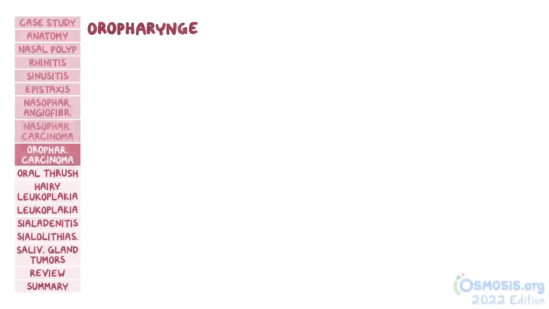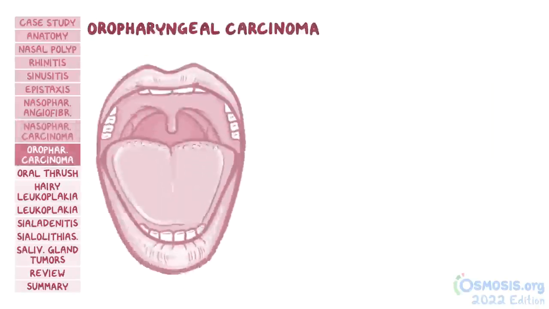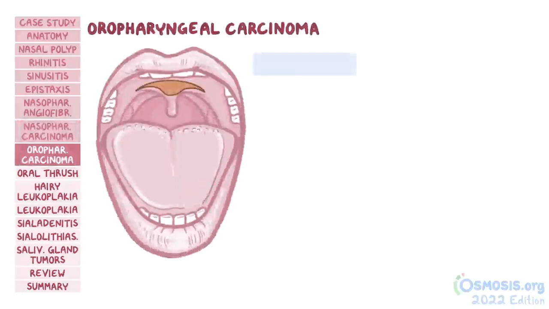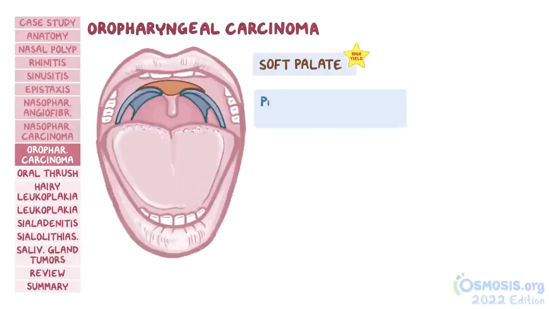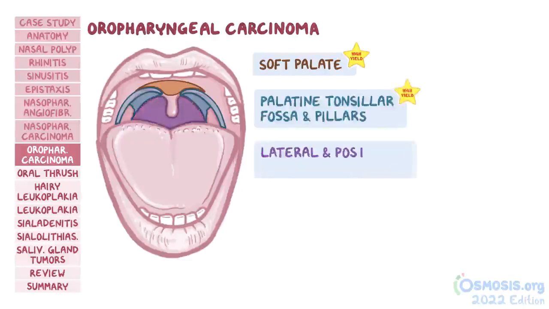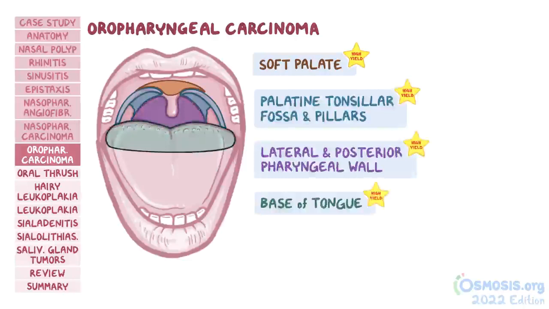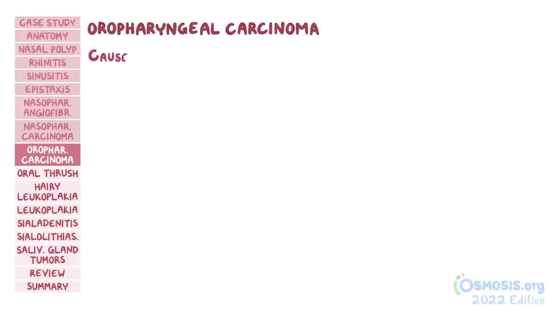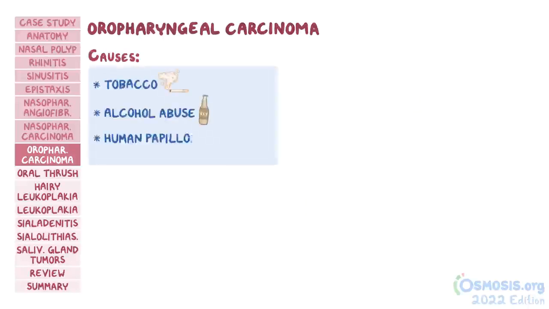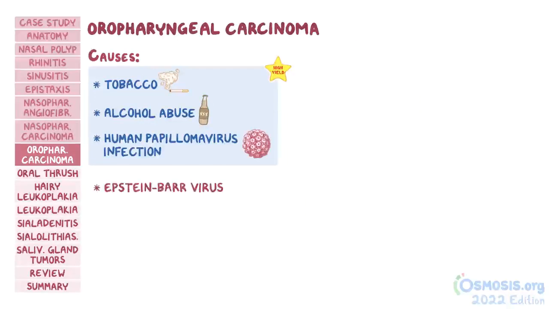Another type of cancer pertaining to the pharynx is oropharyngeal carcinoma. Unlike nasopharyngeal carcinoma, it is usually located in the soft palate, palatine tonsillar fossa and pillars, lateral and posterior pharyngeal wall, and base of the tongue. The main causes are thought to be different too. In oropharyngeal carcinoma, tobacco, alcohol abuse, and human papillomavirus infection are the main cause and not Epstein-Barr virus infection.